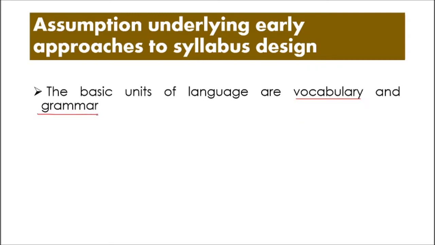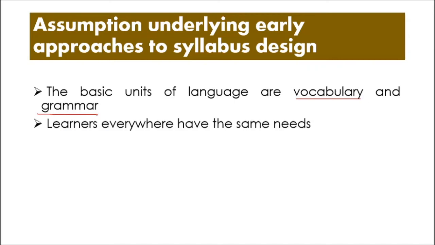In fact, that is one of the considerations known in teaching the second language, vocabulary selection and grammar selection. The next one is that learners everywhere have the same needs. So the focus in language teaching was on general English. In the context of English learning, some of us are studying English because we really wanted to acquire general English.